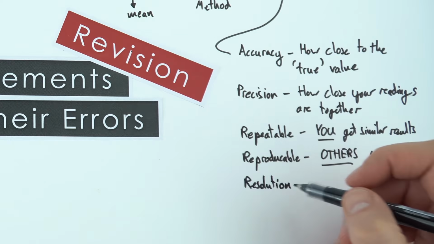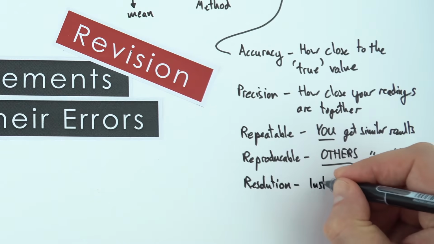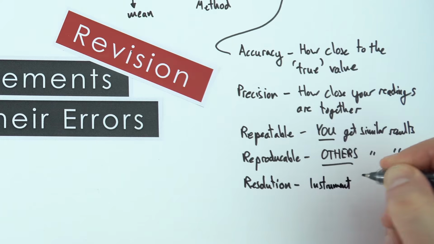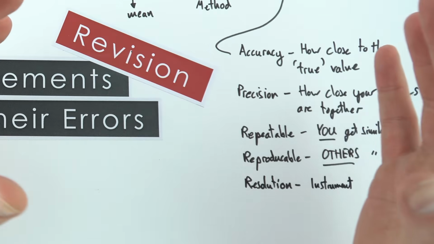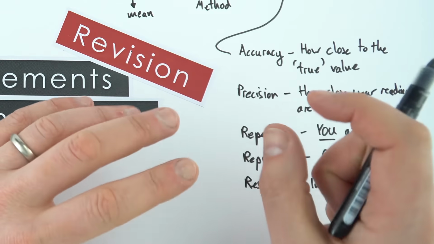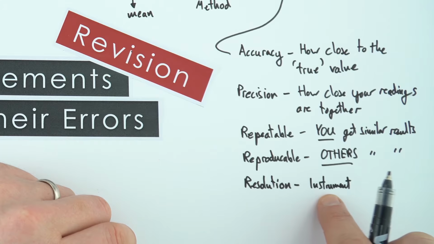And the other thing you need to know about is resolution. This is basically looking at the instrument that you're using. So for example, if you're using a millimetre ruler, maybe a 30 centimetre long ruler, then the resolution would be 1 millimetre because it could measure to the nearest 1 millimetre. So this is really due to the scale of the instrument that you're using.